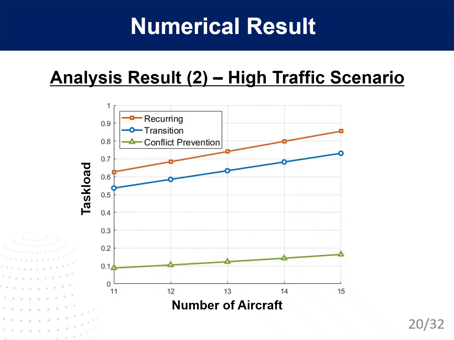This is the task load variability analysis result of the high traffic scenario. As you can see in the figure, under the high traffic scenario, the recording task placed the heaviest burden on air traffic controllers, followed by the transition task, and lastly, the conflict-related task.